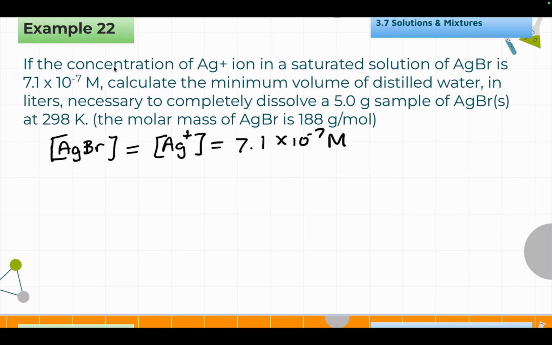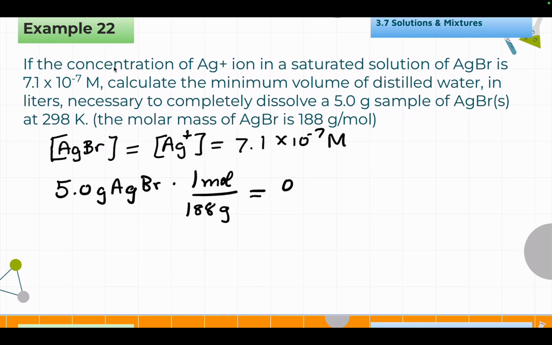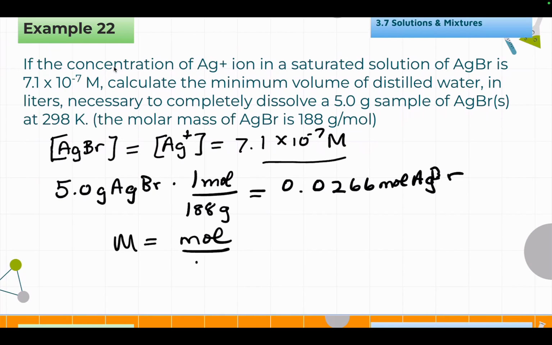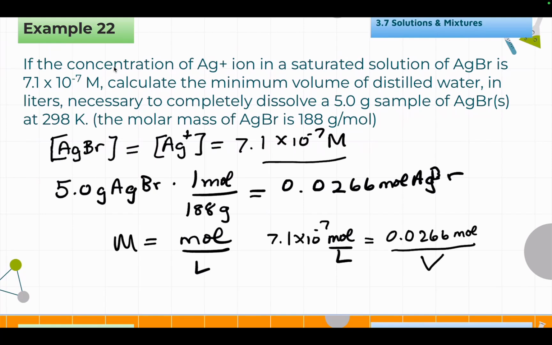So what I would want to do is start with my 5 grams of silver bromide, convert that into moles of silver bromide by using that molar mass. So 0.0266 moles of silver bromide are going to be dissolved, and I want this molarity. So I'm going to sub into the molarity equation, and I'm solving for volume. So if I sub in my molarity, and that's moles per liter, equals my moles, and my volume is my X.